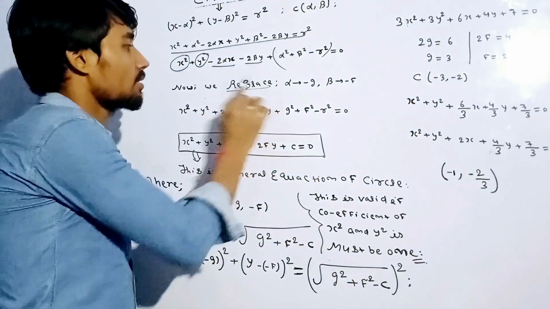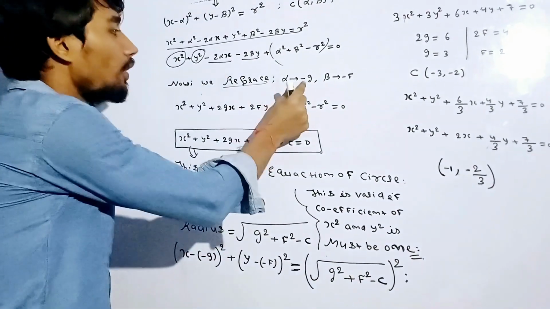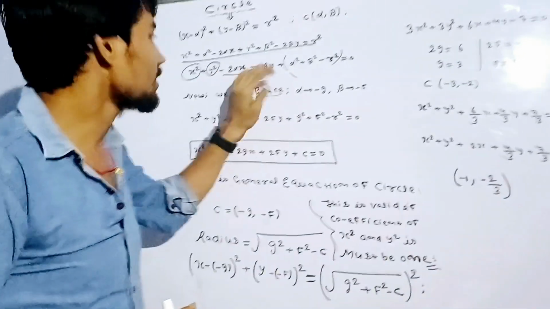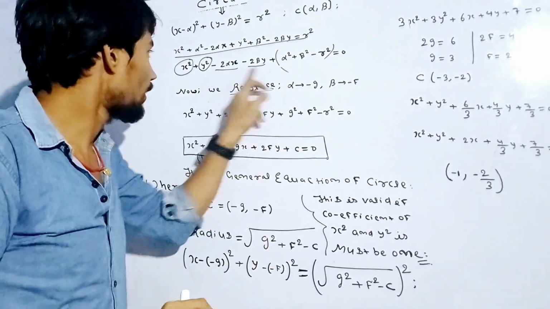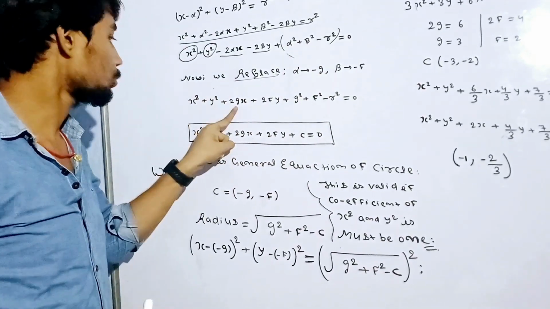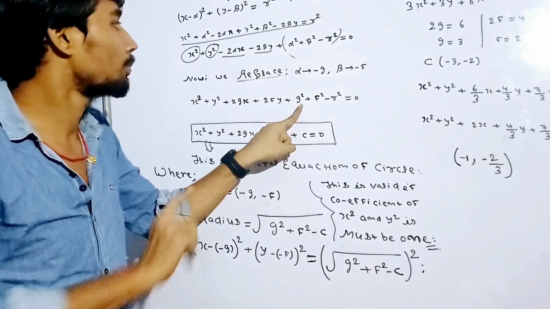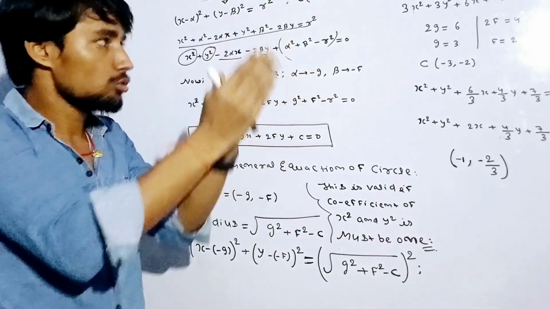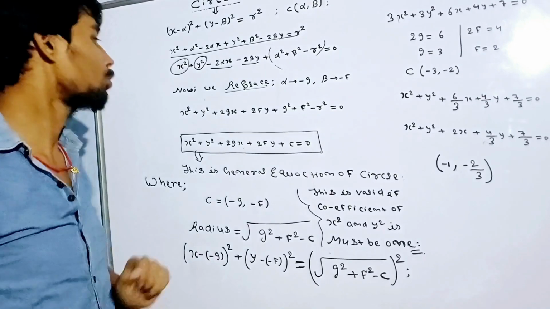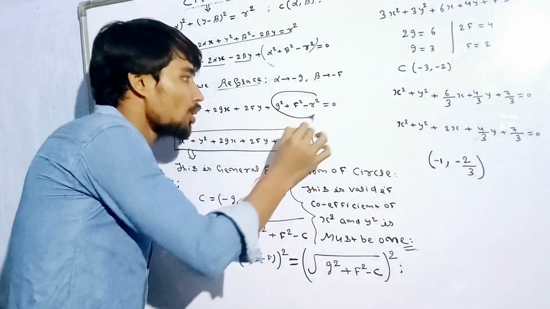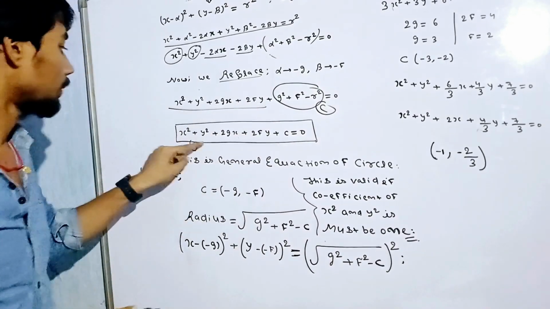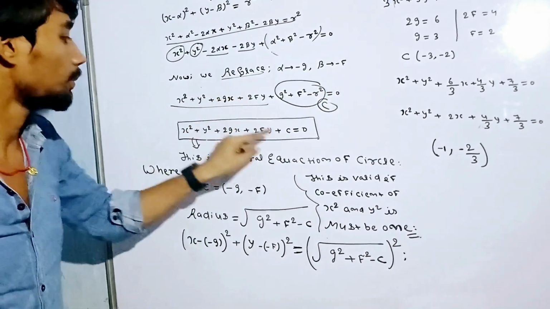Now we replace in this equation alpha by minus g and beta by minus f. Now in this equation, where is alpha? We put minus g, and where is beta? We put minus f. Then it becomes x square plus y square plus 2gx plus 2fy plus g square plus f square minus r square equal to 0. And now it is a constant, so let it be assumed it is c. So it becomes x square plus y square plus 2gx plus 2fy plus c equal to 0.